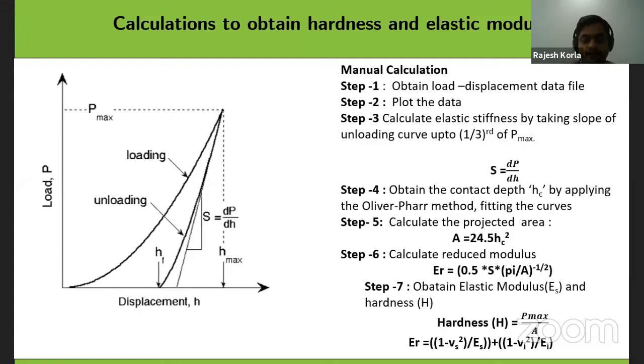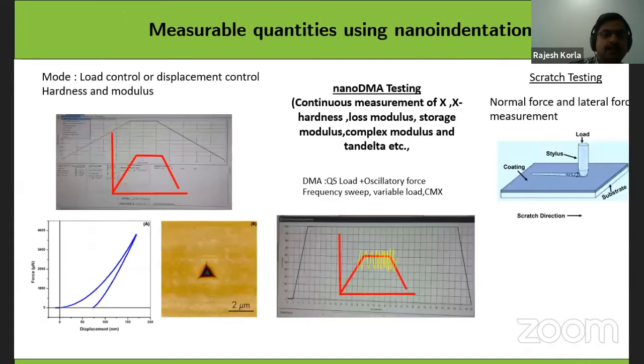Okay, so another advantage of the nano indenter is to measure thin films. That is what I want to bring to your notice. So what all things can you measure with nano indentation?